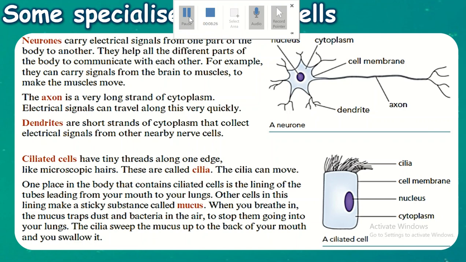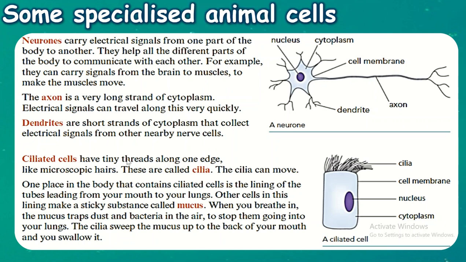The next are ciliated cells. Now these cells have tiny threads along one edge. Now you can see the cell. These threads are called cilia. They have a cell membrane, they have a nucleus, and also cytoplasm. Now these cilia help this cell to move.